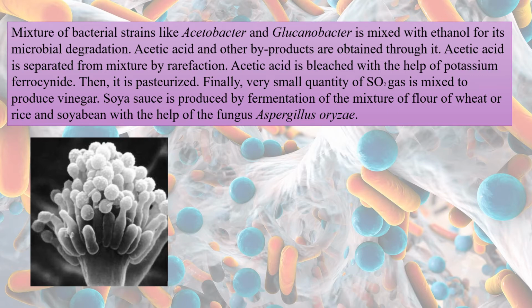ठीक है, अब acetic acid has a different color, तो उसे अगर transparent करना है तो उसे bleach किया जाता है with another chemical, that is potassium ferrocyanide. Then it is pasteurized, means जब उसे फिर heat किया जाता है ताकि जो भी harmful microbes या chemicals हैं वो खत्म हो जाए. Finally, a very small quantity of SO2 gas is mixed to produce vinegar.